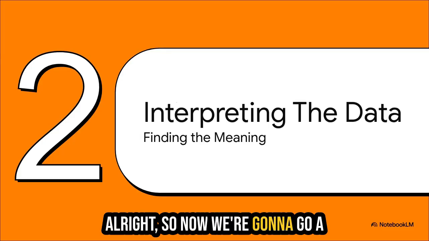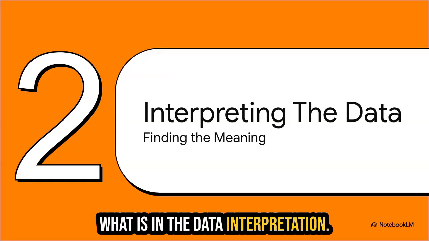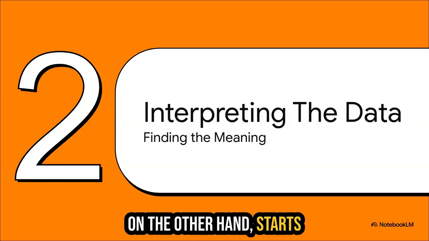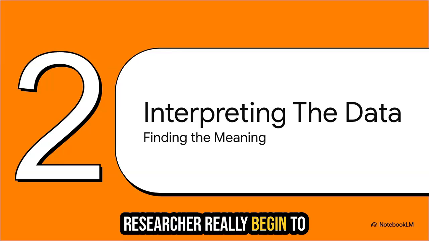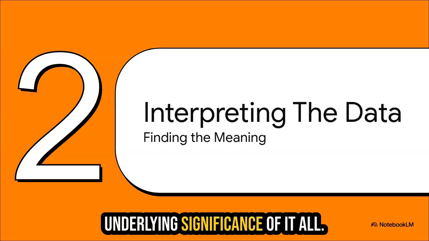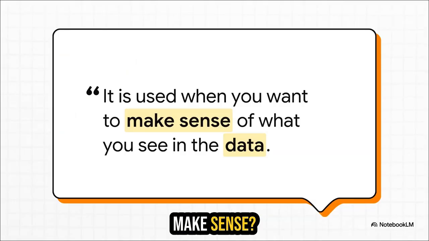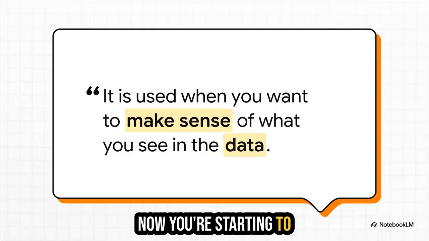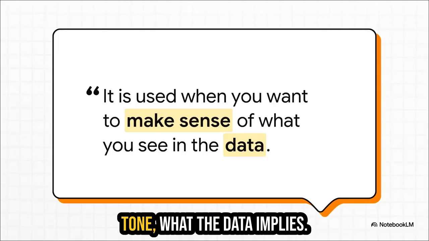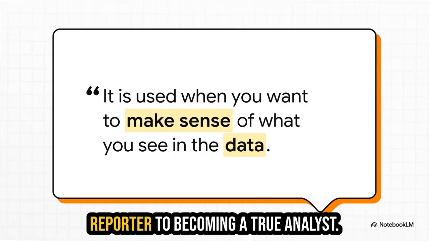All right, so now we're going to go a level deeper. Description tells us what is in the data. Interpretation, on the other hand, starts to ask what it means. This is where you, as the researcher, really begin to connect the dots and dig into the underlying significance of it all. And you see that keyword right there, make sense. You're moving way beyond just simple observation now. You're starting to look at the context, the tone, what the data implies. This is the big shift from being just a reporter to becoming a true analyst.